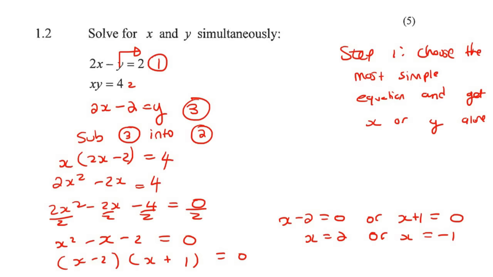So what you now do is go back to number 1, number 2, or number 3. I always go back to number 3 because y is already by itself. So if x is 2, then y would be equal to 2 times 2, which is the value of x, minus 2, and so y is 2. Then for x equals negative 1, I could say 2 times negative 1, minus 2, and so y would be negative 4.